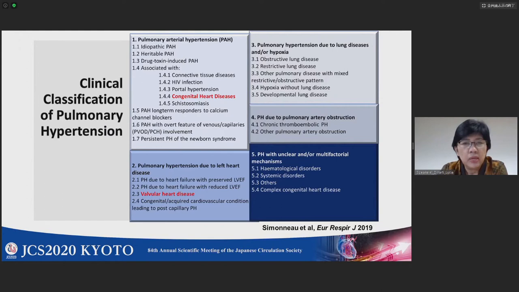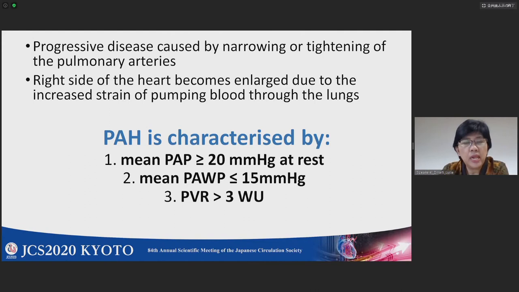As we can see here, there are many diseases included in this group because they have a similar histopathological appearance. Pulmonary arterial hypertension, or PH group one, is a progressive disease caused by narrowing or tightening of the pulmonary arteries that makes the right side of the heart become enlarged due to the increased strain of pumping blood through the lungs. PAH is characterized by mean PA pressure more than 20 millimeters of mercury at rest, mean PA wedge pressure less than 15 millimeters of mercury, and PVR more than 3 Wood units.